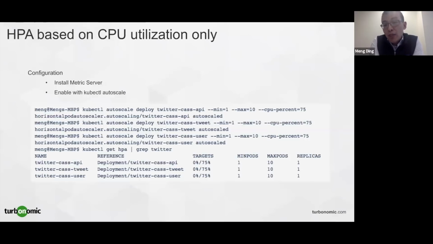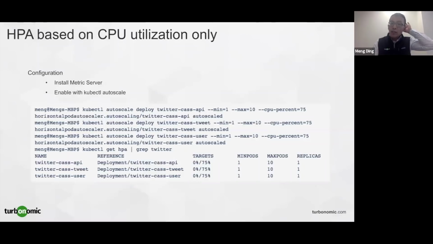So I think CPU percent 75 is a reasonable guess. Any number higher would probably cause performance degradation. Any number lower would probably cause resource wastage. And also we don't know what the maximum number to set. We just set 10 as a safe number. We're just going to experiment. And of course, we would enable them for most of our Twitter services. That includes the API, the tweet, and the user services.